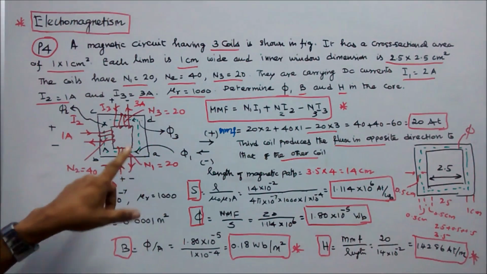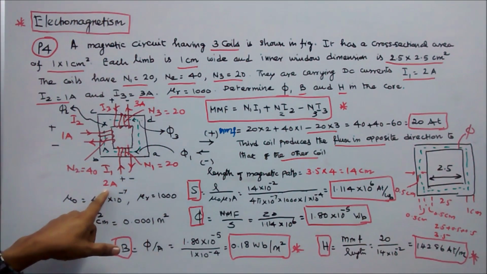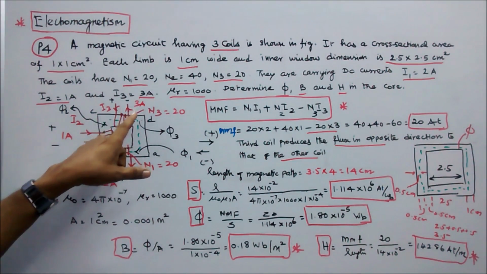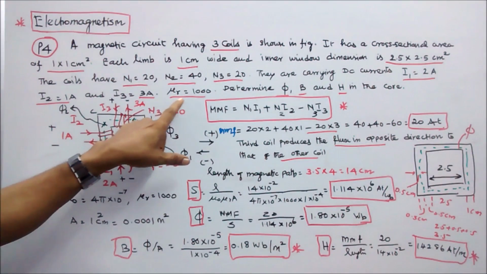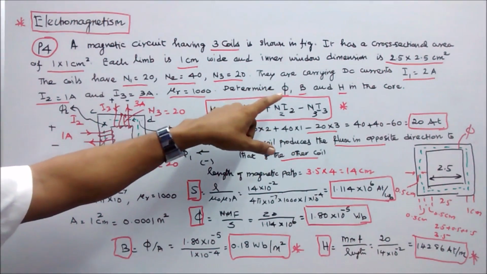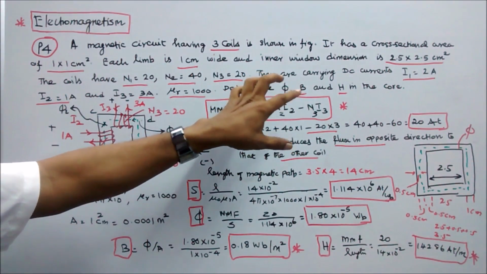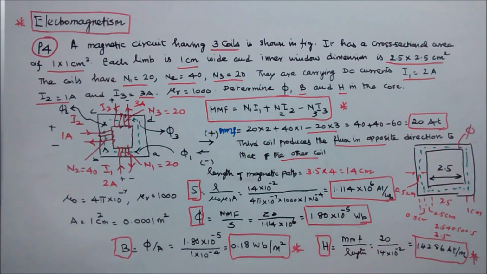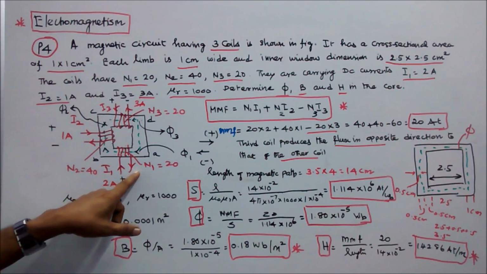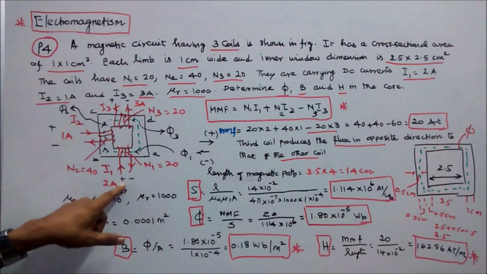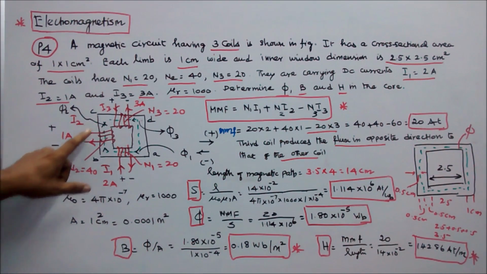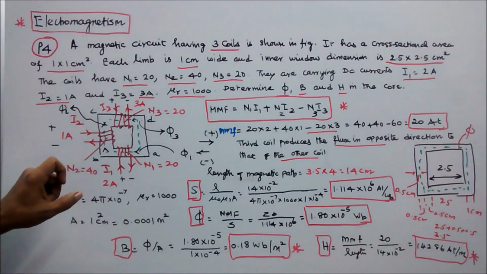They are carrying DC currents. I1 is equal to 2 amps, I2 is equal to 1 amp, I3 is equal to 3 amps. Relative permeability mu R is equal to 1000. Determine phi, flux density B and the magnetic field intensity H in the core. Here this is coil 1. The current direction is towards the coil. This is leaving the coil. This is positive, this is negative.